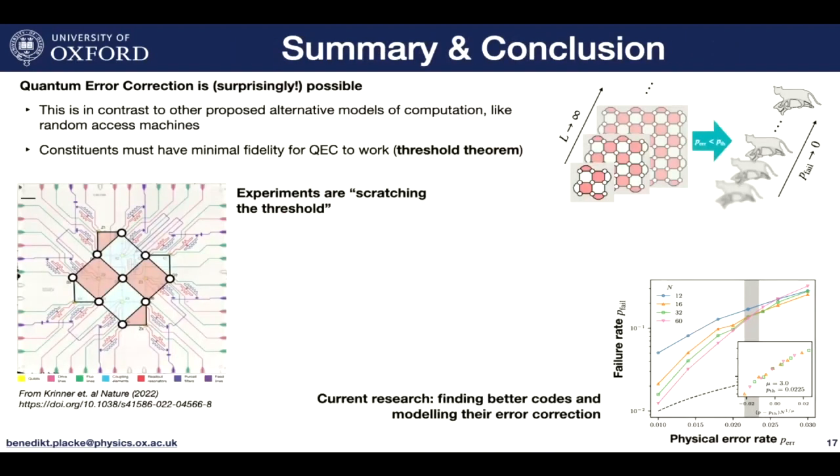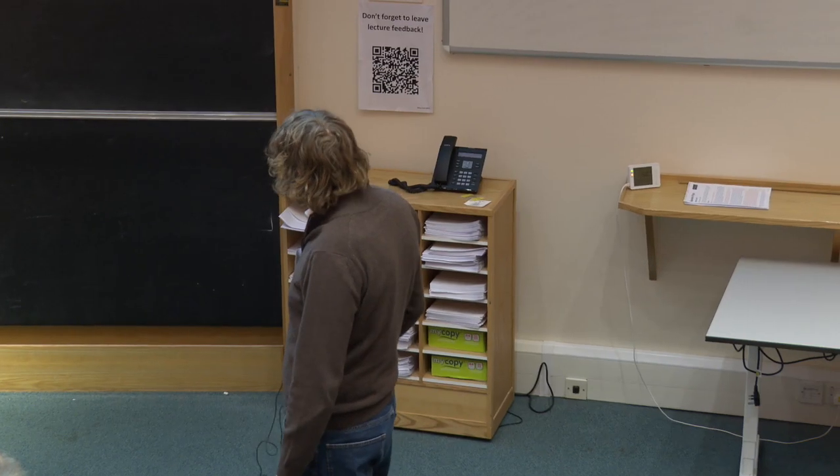Okay, and with that, I have reached my summary. So hopefully I've convinced you that quantum error correction is indeed possible, which is surprising. And I also introduced the threshold theorem, which says that the constituents have to be good enough. The experimental state of the field is okay. We are just scratching the surface maybe of the threshold. And I've also told you about some current research that I am doing, just to connect with the theme.